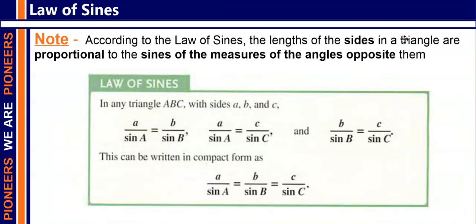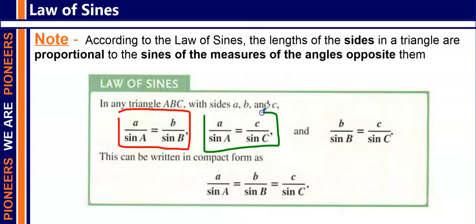Now note, according to the law of sines, the length of the sides in a triangle are proportional to the sines of the measures of the angles opposite them. So for example, we have this particular proportion where you're comparing a with b, but a is corresponding with its opposite angle, and not just its opposite angle, but the sine of that angle. So a is going to be over sine A, and you compare it or equal to b over sine B. So that's one of your first proportions.